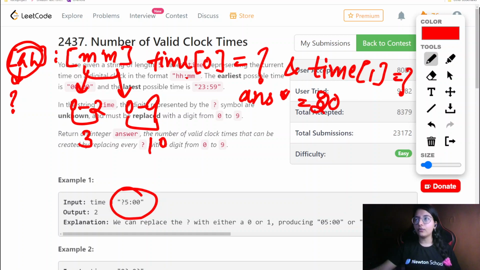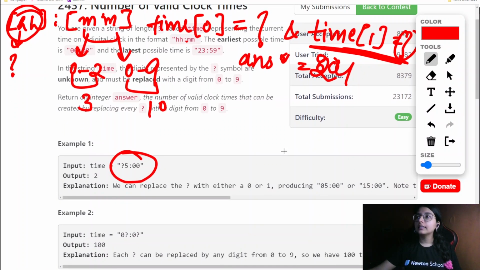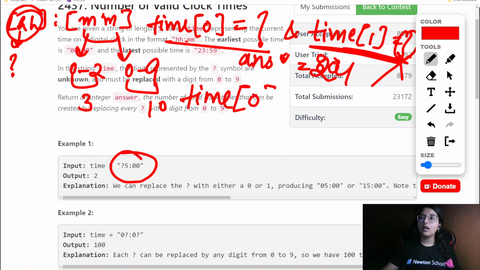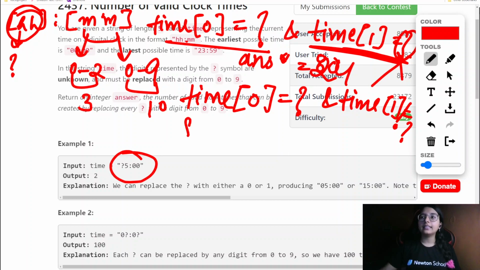Not 60, but 24, because 24 hours are there, right? So it will be multiplied by 24. But if this particular one is not equal to a question mark, but this is equal to a question mark, meaning time 0 is equal to a question mark and time 1 is not equal to a question mark, then in that scenario there are multiple scenarios which we are required to take care of. So first thing, is this clear, right?